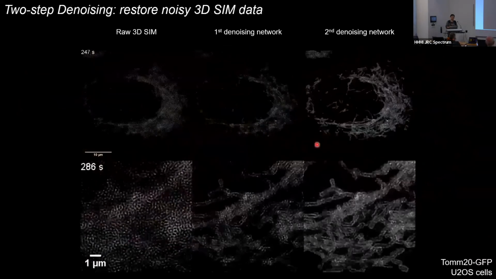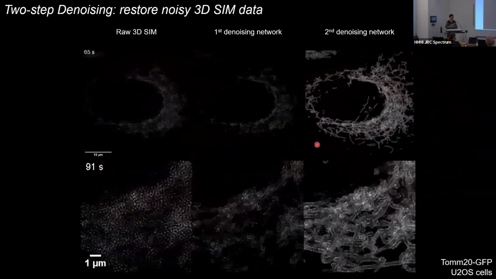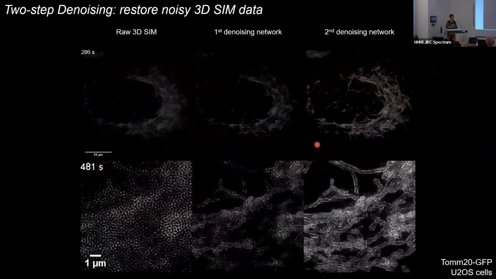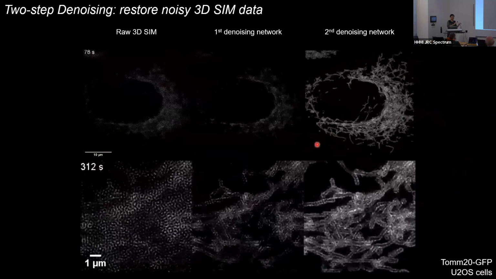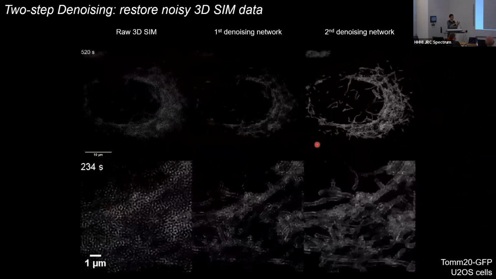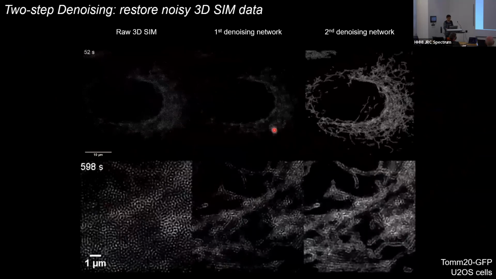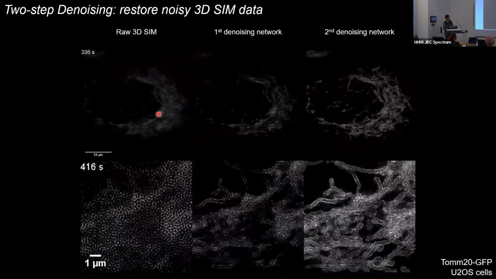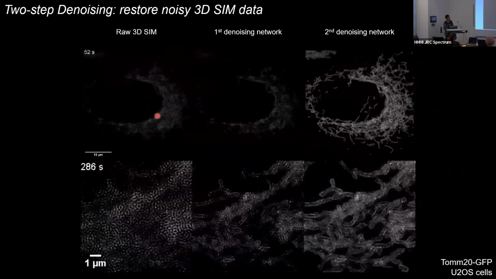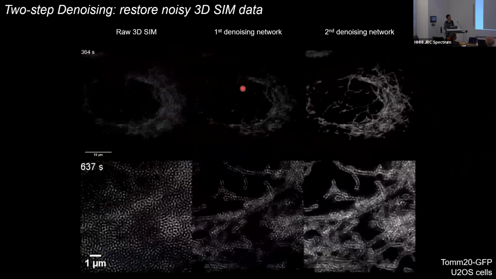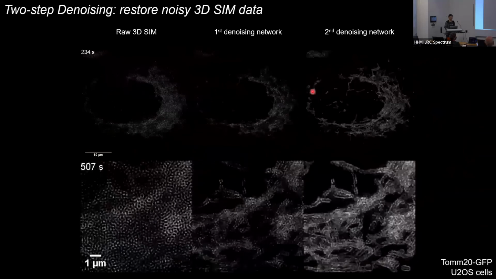So I used a similar concept, also using a 3D RCAN, to denoise my low SNR 3D SIM data. It's not based on the full beam thing, it's just the 3D one. You can notice the progressive contrast from the raw 3D SIM reconstruction, after the first denoising network, and after the second denoising network.